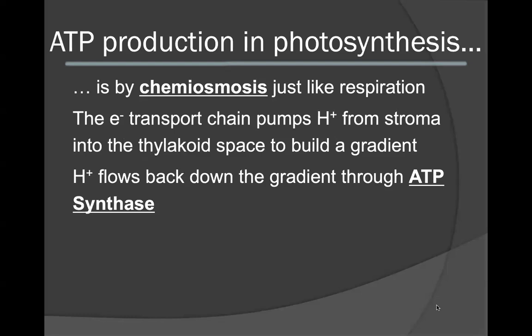If we take a look at ATP production in photosynthesis, although the electrons follow a different pathway, how they are used to make ATP is similar whether you're dealing with respiration or photosynthesis, meaning that we have an electron transport chain that works in pumping hydrogen ions, protons, from the stroma into the thylakoid space. They're doing this to build up a proton gradient. Once this proton gradient is established, ATP synthase can take advantage of it to allow for these protons to flow back down their gradient to make ATP molecules.